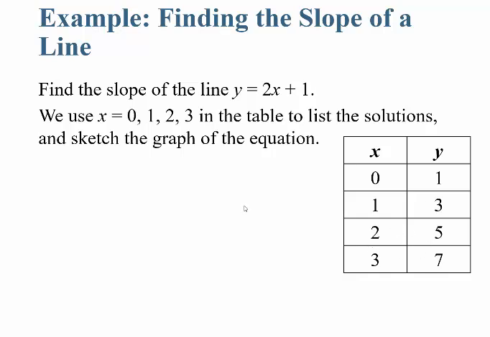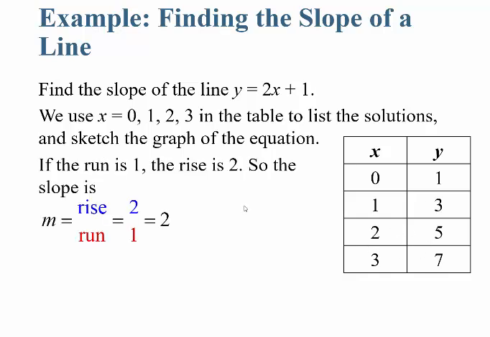All right, so the run is the change in x. So when x changes by 1 to go from 0 to 1, then 1 to 2, 2 to 3, what we see here is the rise always changes by 2. So the slope is rise divided by run, or 2 divided by 1, which is 2. Okay, so we're saying this is the slope.